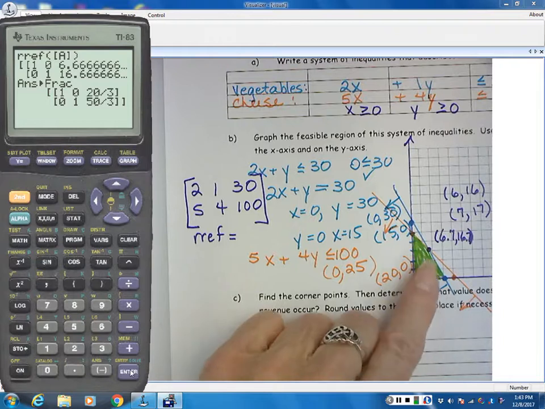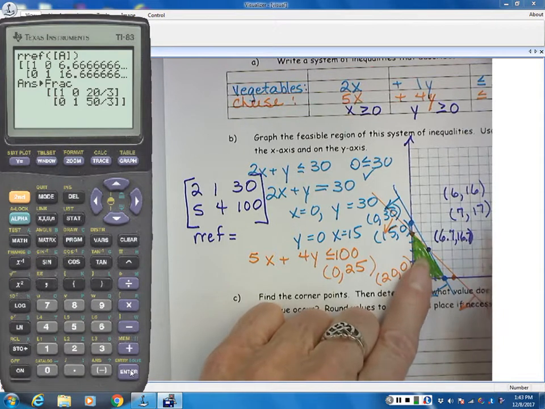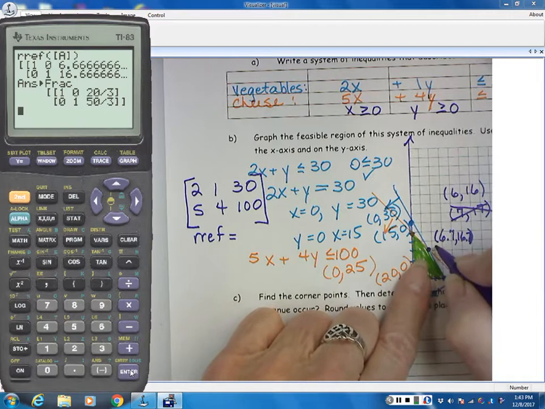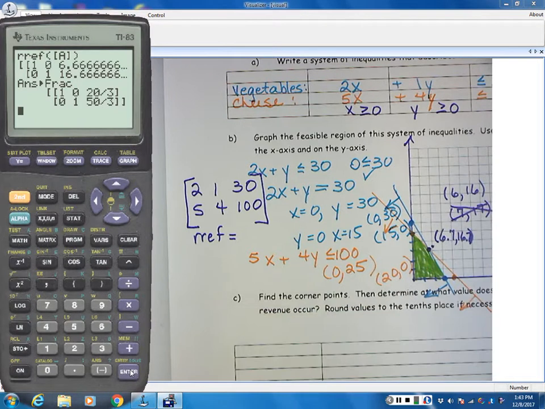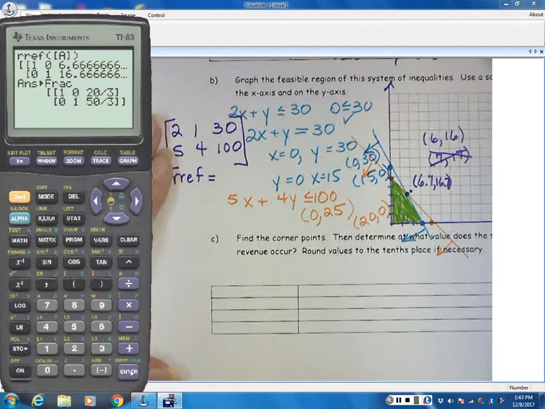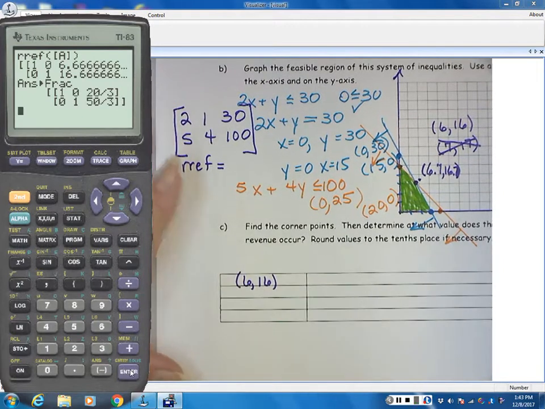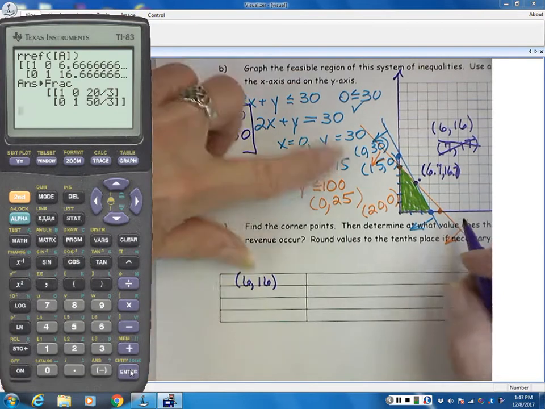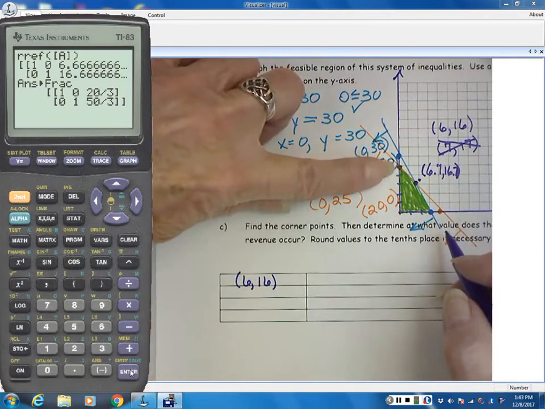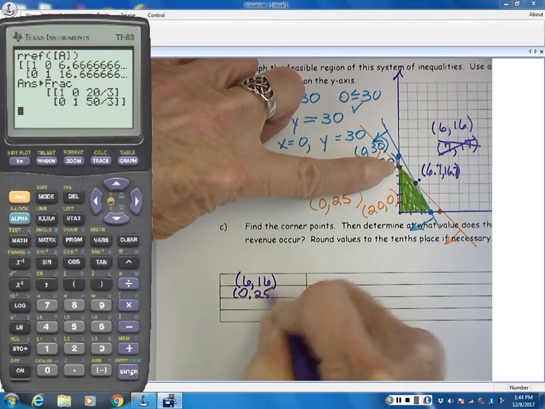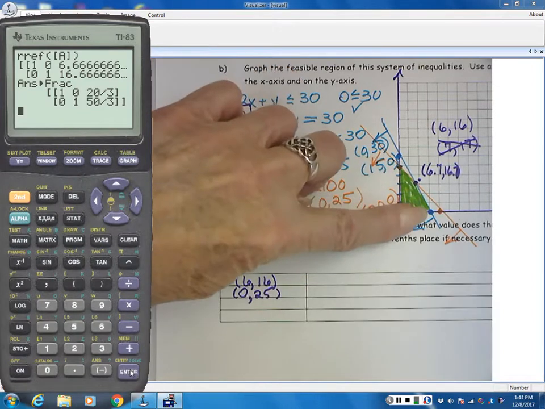That's right. That was going to be my point. So that's very observant. They really, realistically can't do that one because that point would be outside of the feasible region. They won't have enough resources, so we can't round up. So that means that that corner point is going to have to be 6, 16. And then the other corner points are going to be 0, 25, and 15, 0.